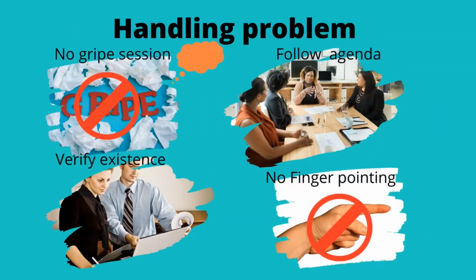How do we handle a problem? Imagine that everything is okay. And also, when we solve a problem, we have to follow the agenda very objectively: define the problem, go through all the steps in the problem solving, which will be discussed in the next video, verify the existence, and also no finger pointing at who is the cause of the problem. We would like to know what caused the problem and not who caused the problem.